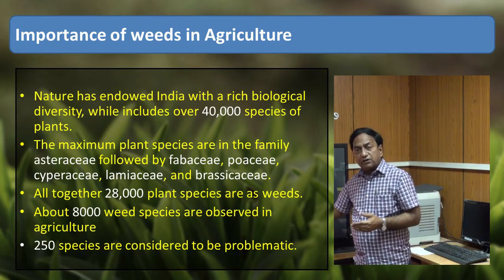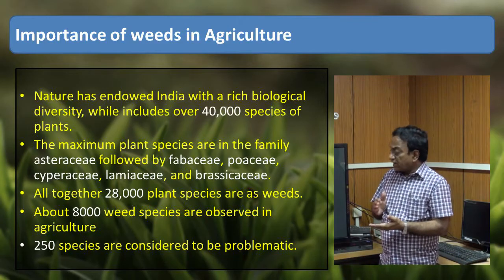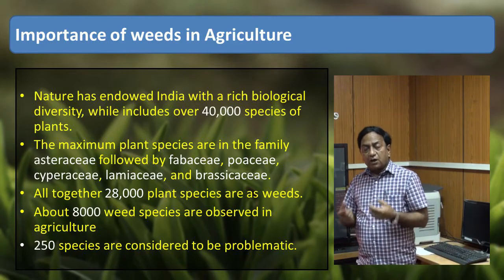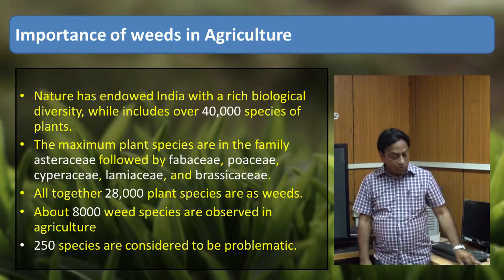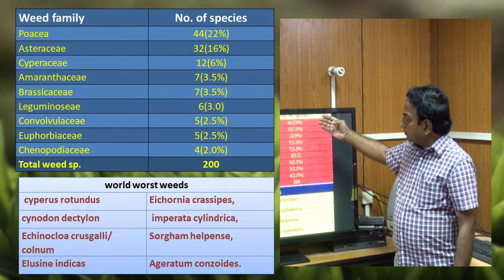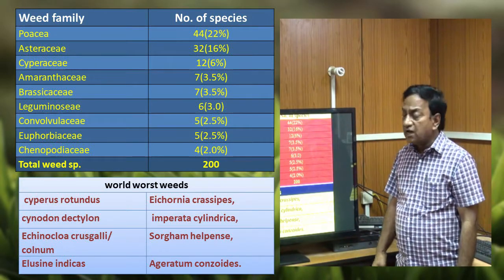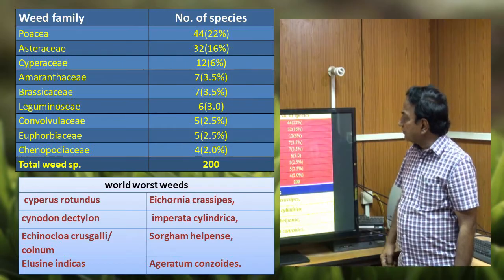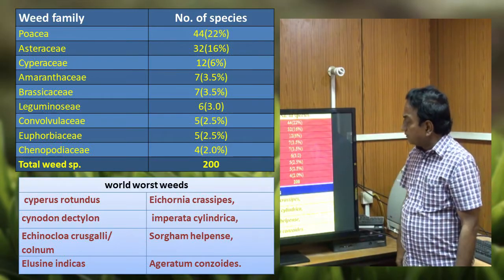This 28,000 includes weeds of non-agricultural areas as well as agricultural areas, and in agriculture about 8,000 weeds are present, out of which about 250 are considered the most problematic and very difficult to control. I will give a list of weeds in proportion to their distribution. About 22% of total weed species come under Poaceae, and about 16% under Asteraceae, Cyperaceae and Amaranthaceae. This is the decreasing order of their contribution to weed numbers.